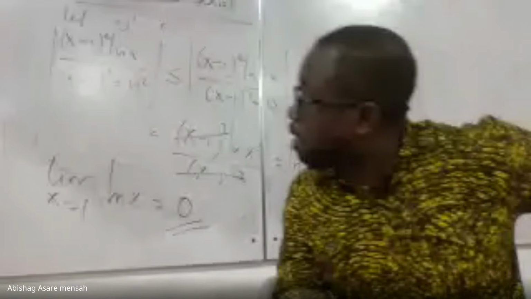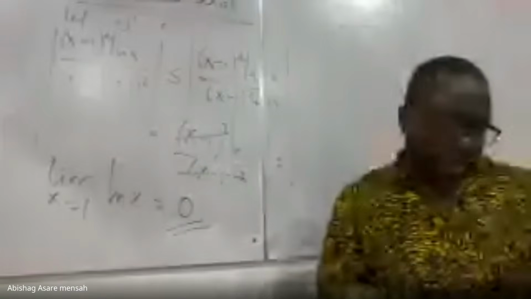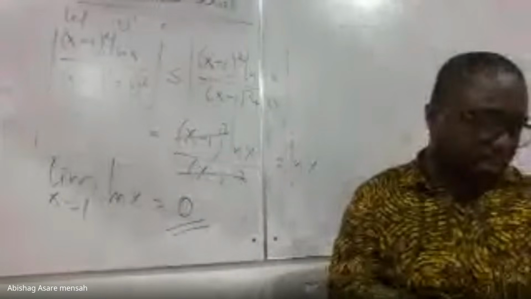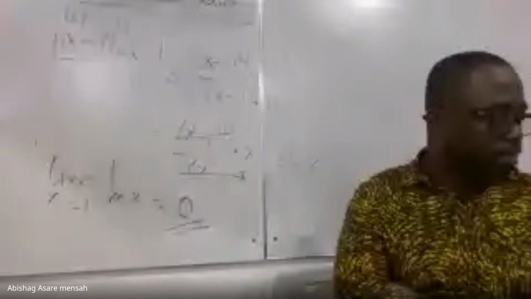So now, what do you say? We show that the limit of that function exists. The limit of that function exists. Okay.